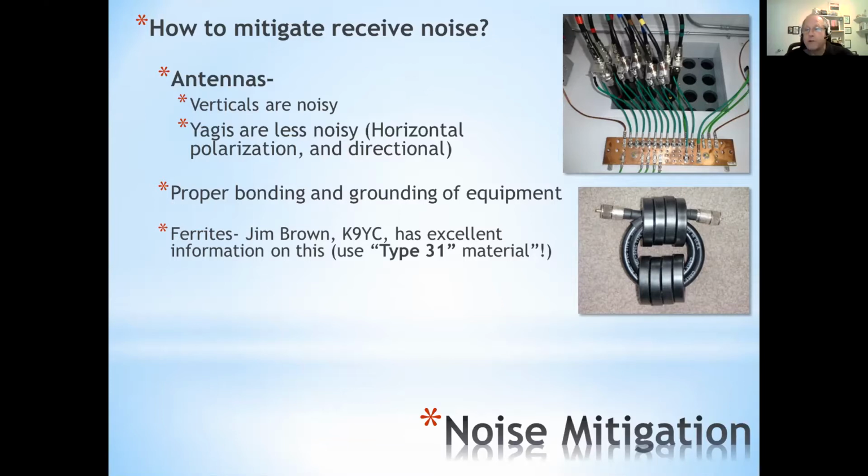And if you're trying to buy something from somebody, they don't know what material it's made out of, don't buy it, right? Ask if it's type 31. Because some will work, right? These all have different permeabilities at different frequencies, and you want to get one that'll work good on HF. So remember that number, 31.